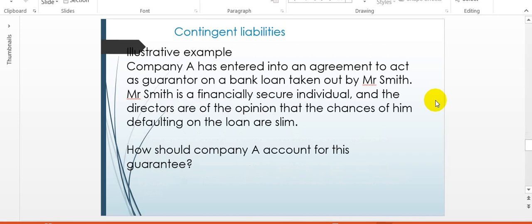To illustrate a contingent liability, we've got company A, which has entered into an agreement to act as guarantor on a bank loan taken out by Mr. Smith. Mr. Smith is a financially secure individual, and the directors are of the opinion that the chances of him defaulting on the loan are slim. How should the company account for this guarantee?